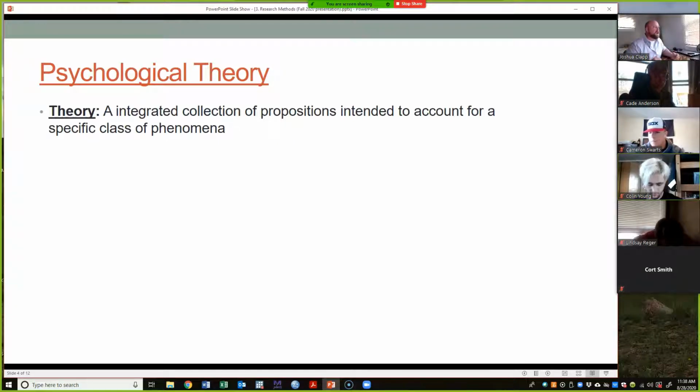And what we want to do, before we jump into research, is have some idea, some sort of model about whatever it is I'm interested in, and how this connects together. Now, there's nothing inherently good about a theory. I can have a theory.